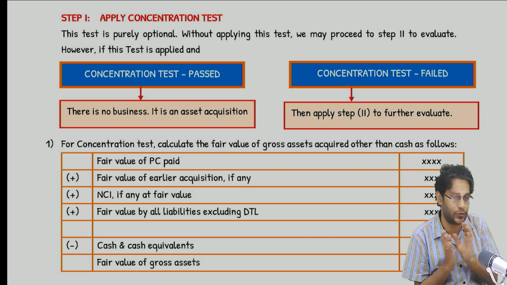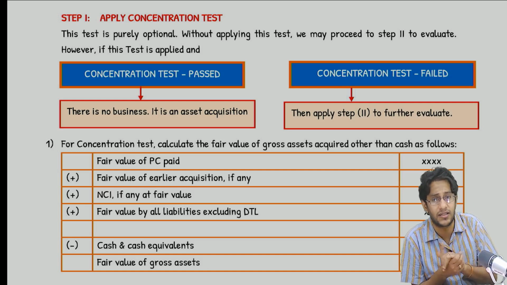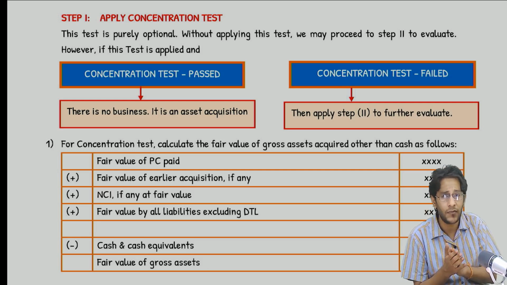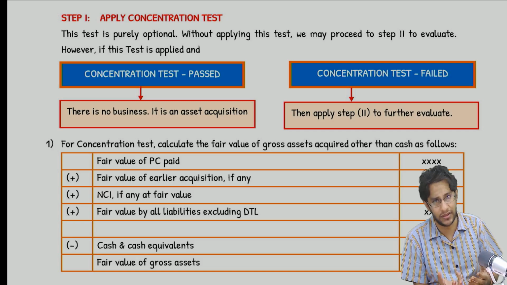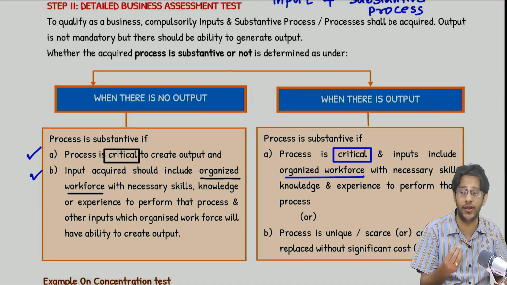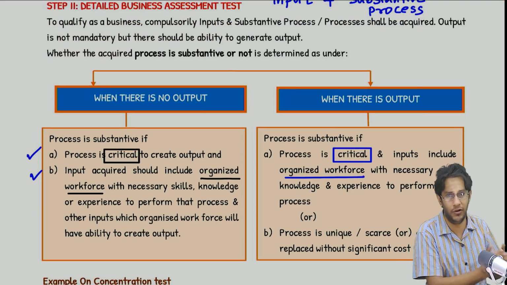This is a pure asset acquisition. No sir, concentration test failed. If the concentration test is failed, in that case, I cannot conclude that you are a business. In that case, you have to go and again check whether the process which you have acquired is a substantive process or not. Step number 2 will follow.